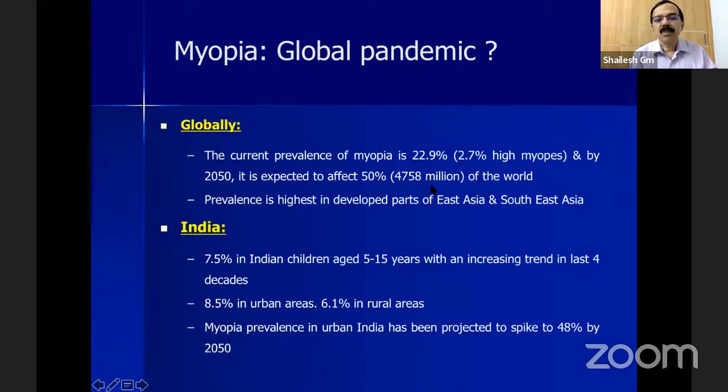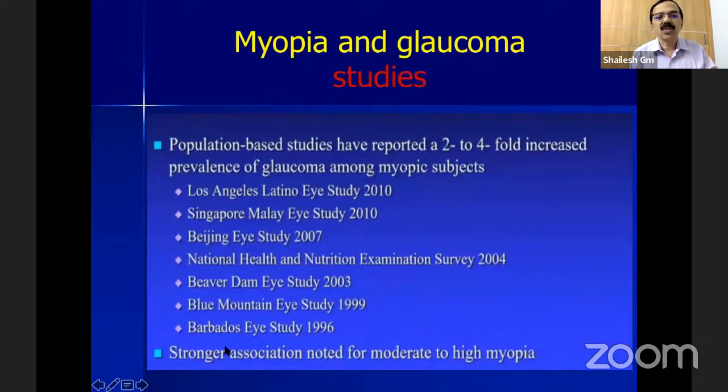Globally, we know that myopia affects 22.9%, and in 2050, it is going to affect 50% of the population. Extrapolating to the Indian scenario, it is 7.5% in children 5 to 15 years, 8.5% in urban and 6.1% in rural areas. It is again increasing by 2050. So we have to be very careful about this situation.